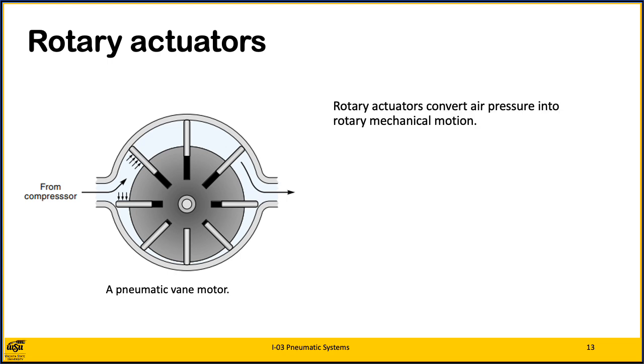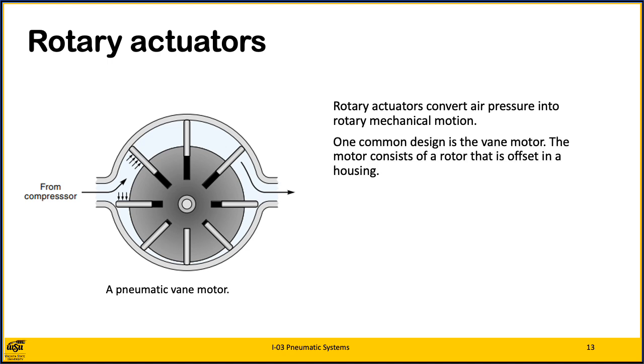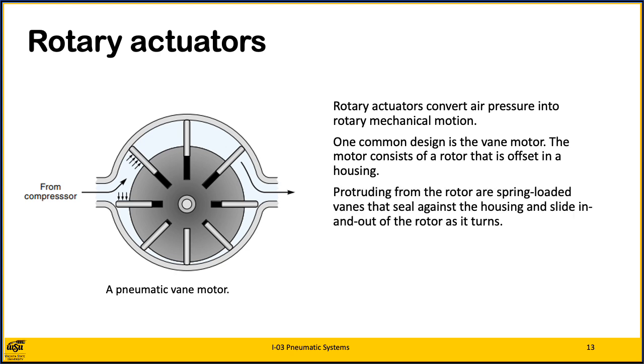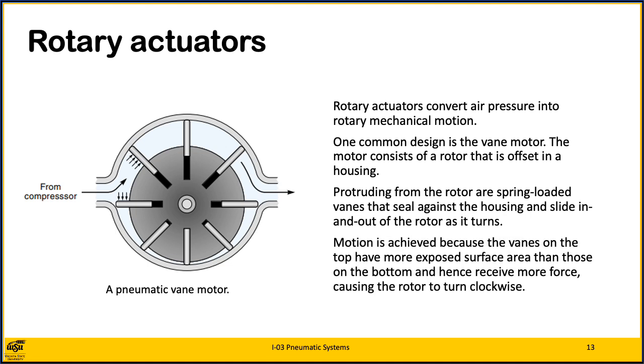Rotary actuators convert air pressure into rotary mechanical motion. One common design is the vane motor. The motor consists of a rotor that is offset in a housing. Protruding from the rotor are spring-loaded vanes that seal against the housing and slide in and out of the rotor as it turns. Motion is achieved because the vanes on the top have more exposed surface area than those on the bottom, and hence receive more force, causing the rotor to turn clockwise.